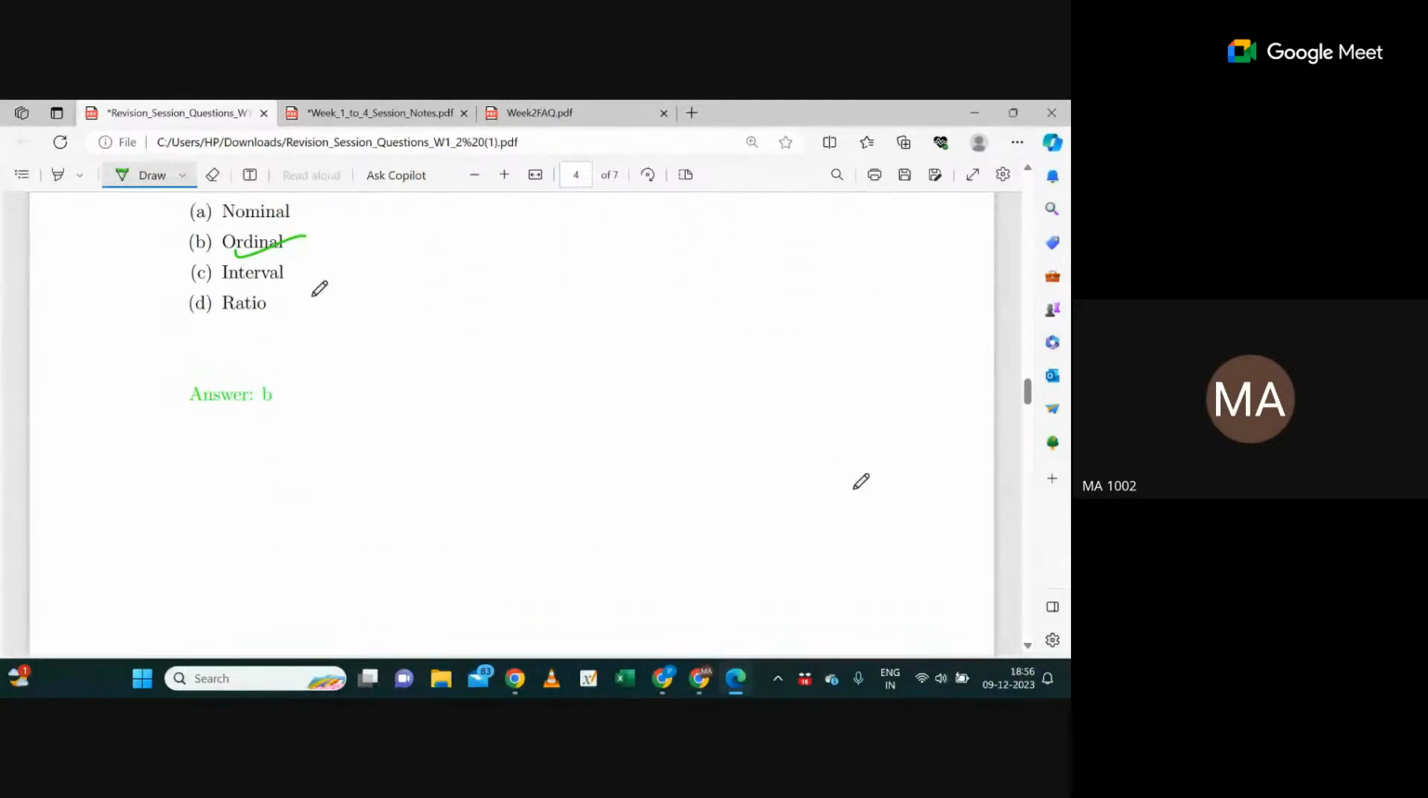What about interval and ratio? How will you identify which one is the interval and which one is the ratio scale of measurement? What's the key difference between these two?